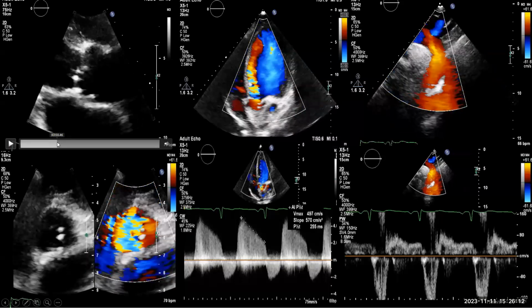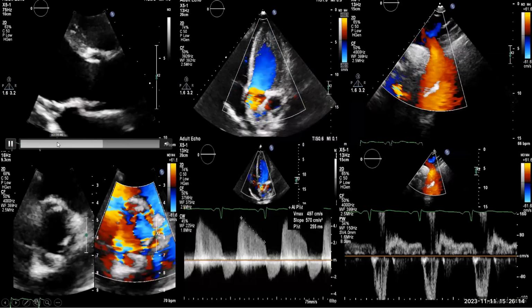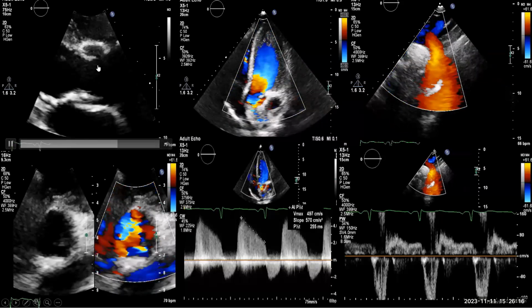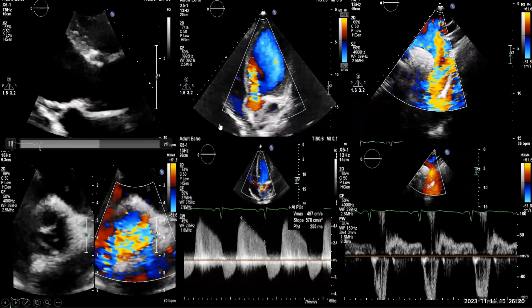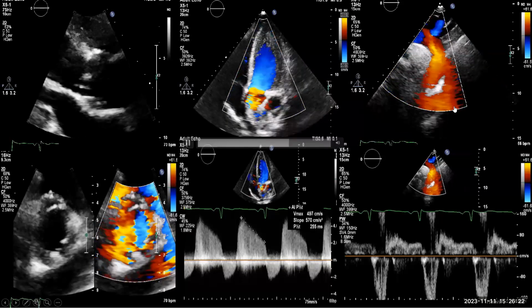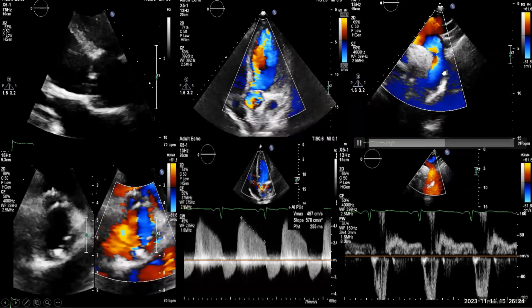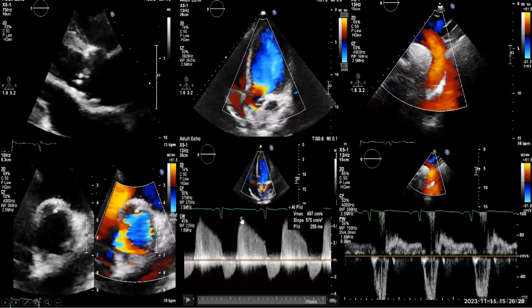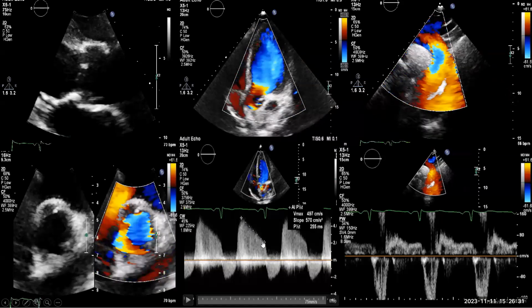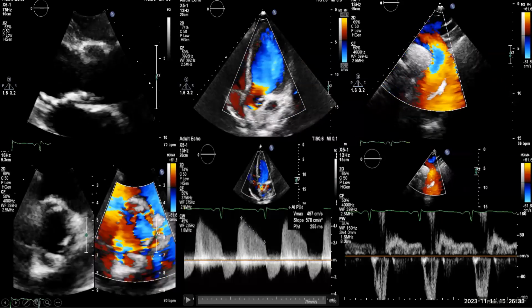So what's your diagnosis here, please? This is very easy. This is the aortic valve. You can see the morphology or 2D picture of the aortic valve. This is color. This is the suprasternal view. This is the aortic arch and ascending aorta. Pressure half time here is very low. So the case is easily what?